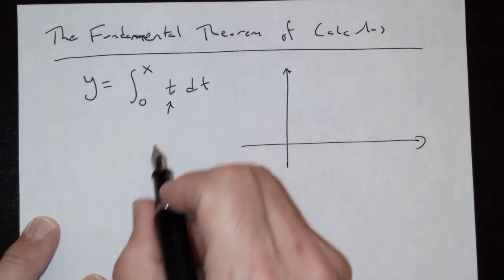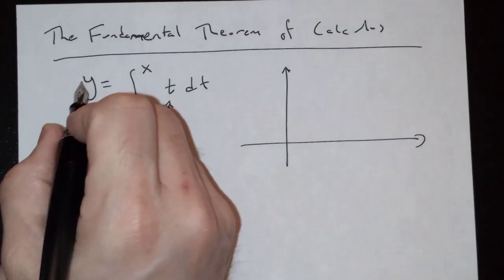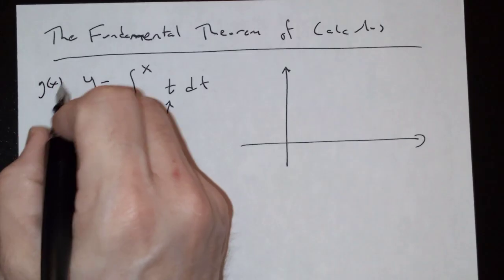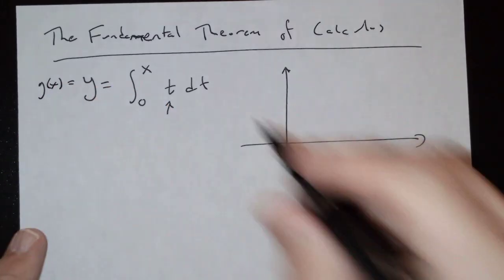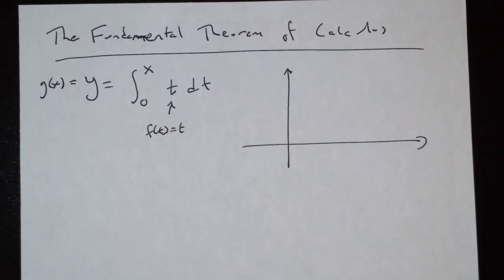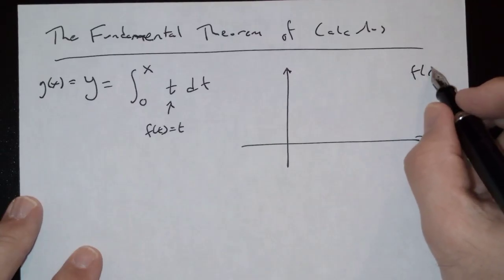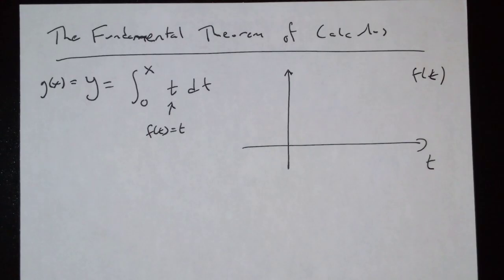Consider the function. Let me call this another y. We're going to call this g of x. And I'm going to call this interior function f of t. Let's graph over here that function f of t. Well, that's just the line y equals x.